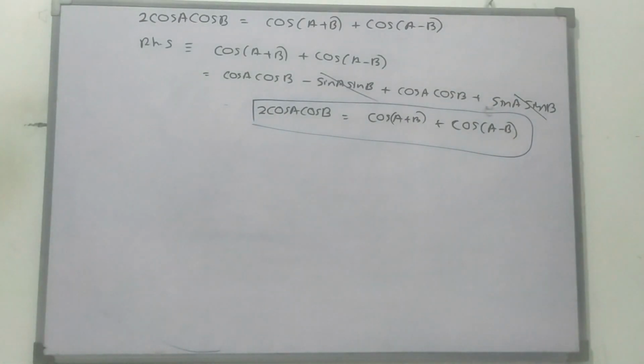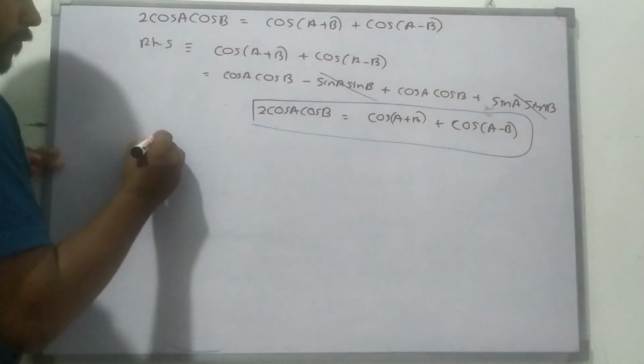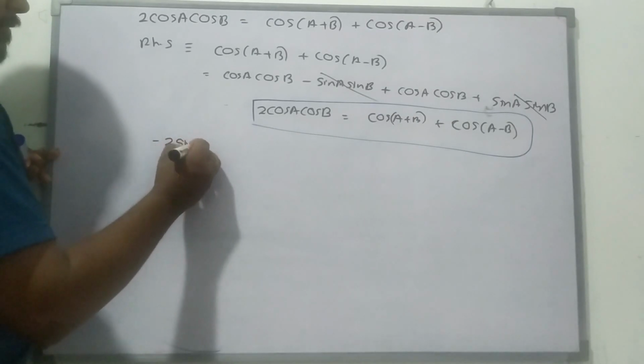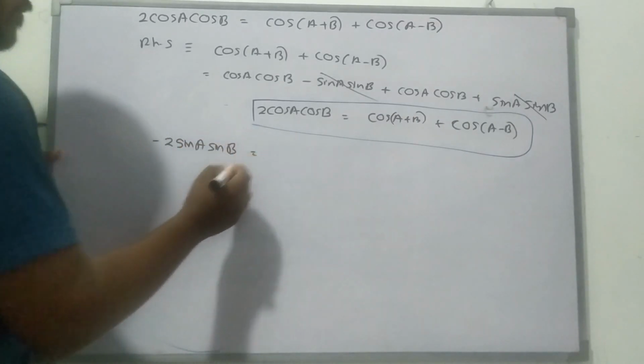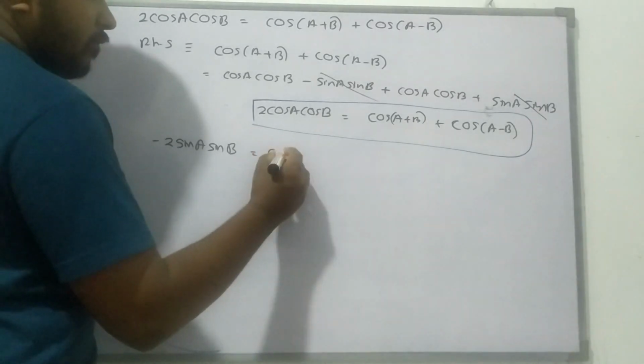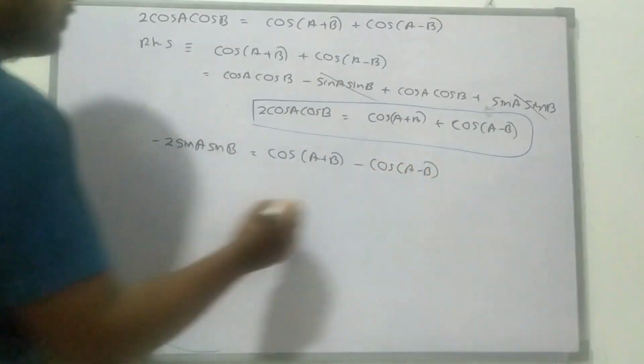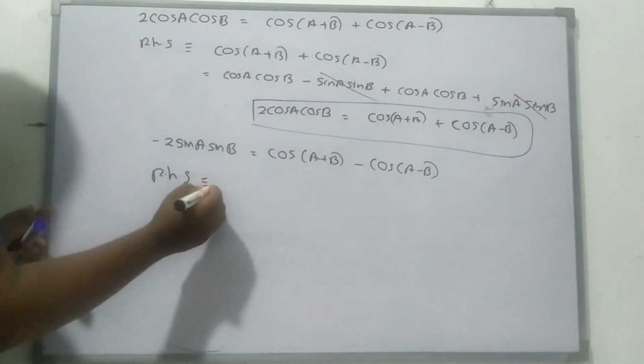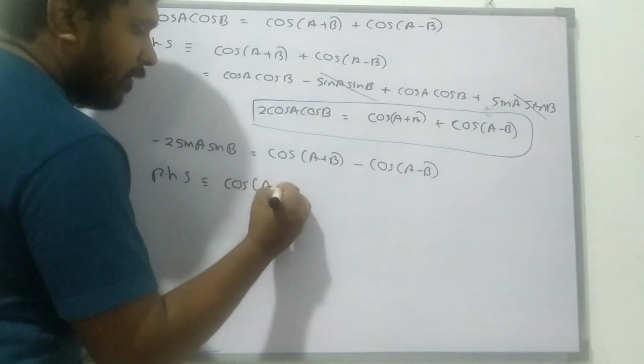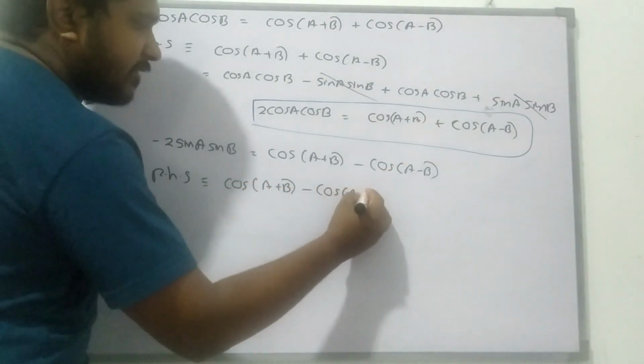So likewise, now we have only the minus 2 sin A sin B case, right? So let's look at that one. Minus 2 sin A sin B. Right, so it was cos A plus B minus cos A minus B, no? So I am starting from the right hand side. So cos A plus B minus cos A minus B, right?